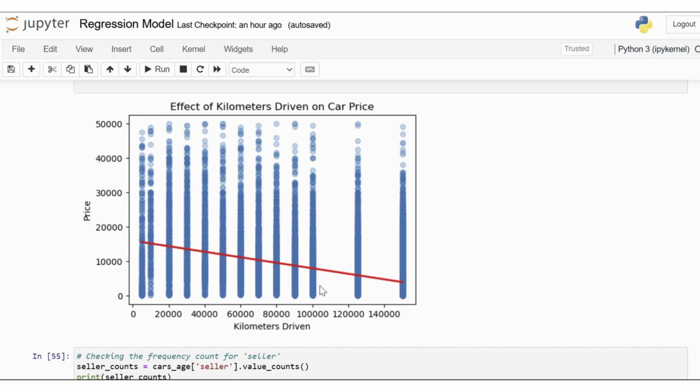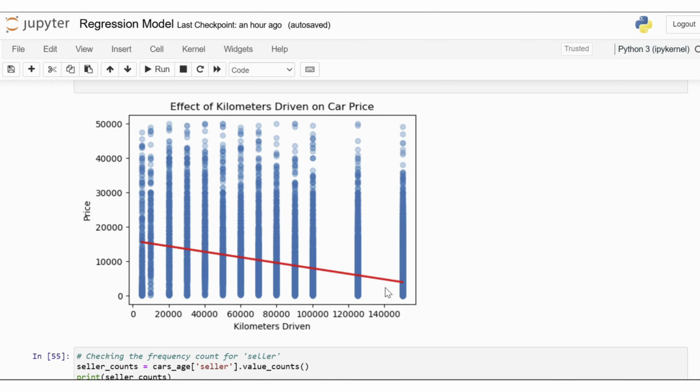There are points where cars with high kilometers driven still have high prices, indicating that factors like brand, condition, or specific model characteristics may still hold value despite high mileage. Consistently, as the kilometers driven increase, the price drops, showing a clear depreciation in value with increased usage.